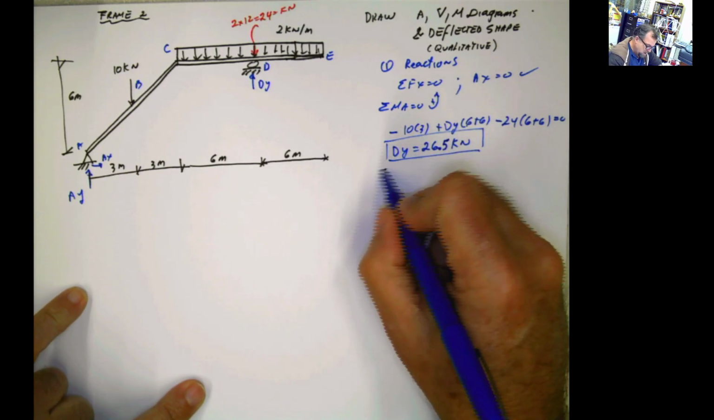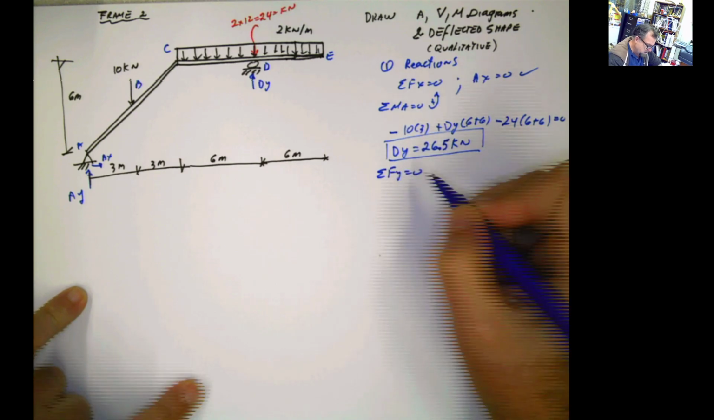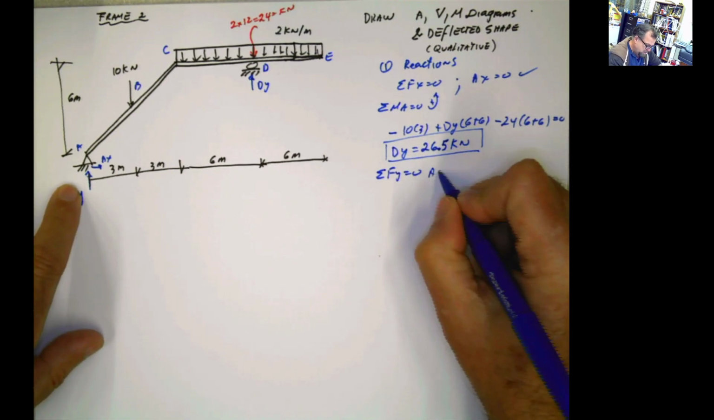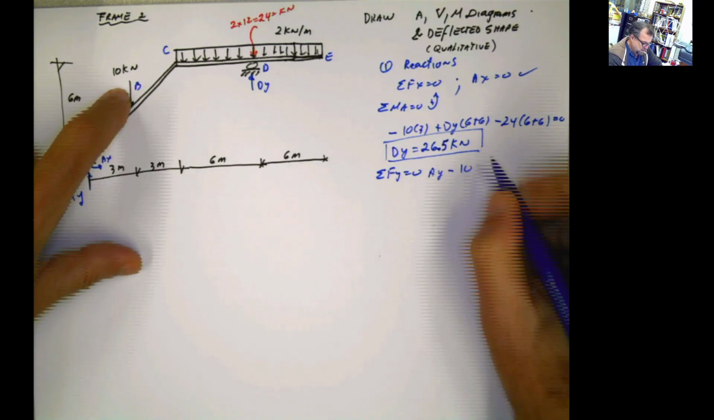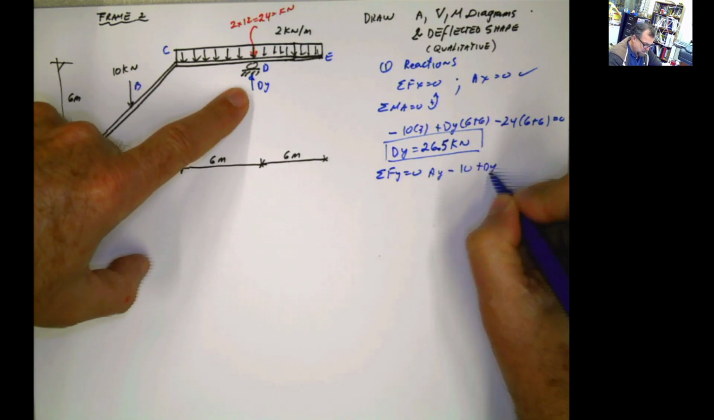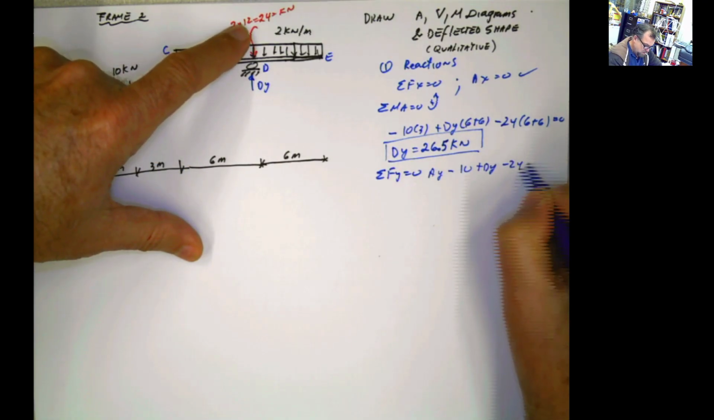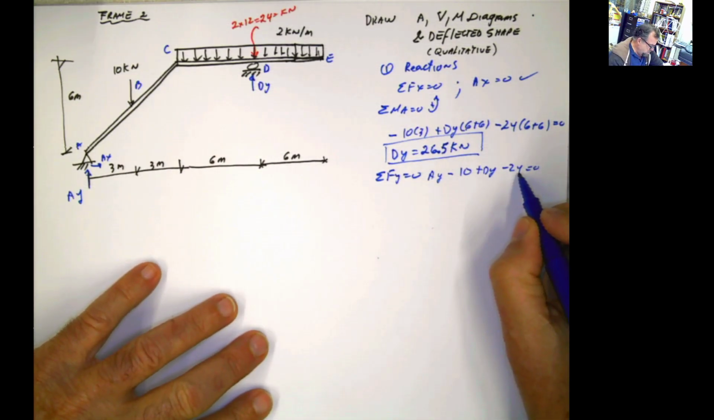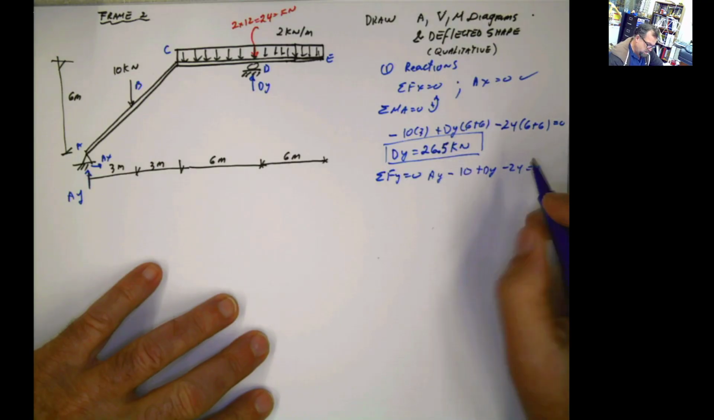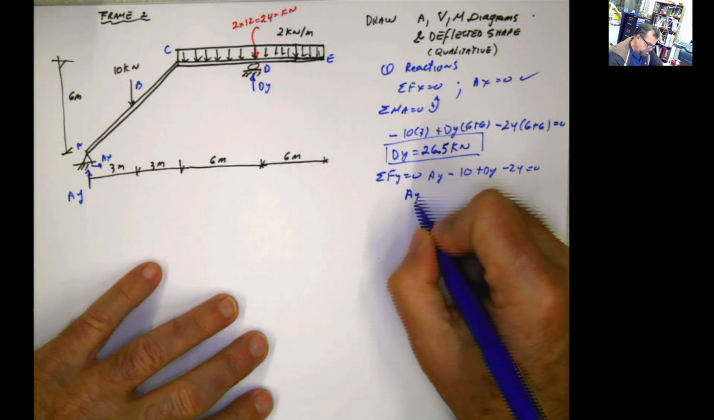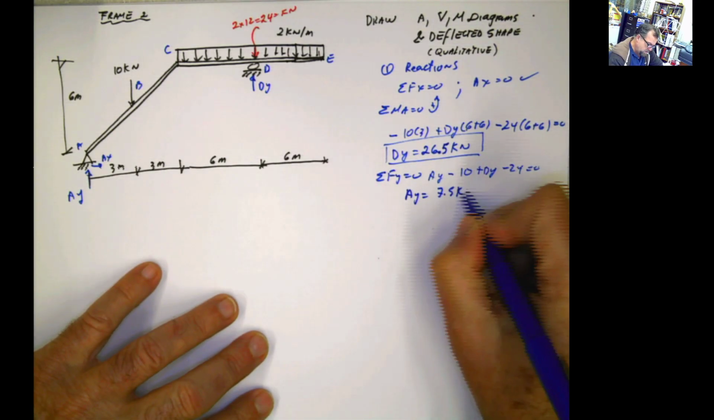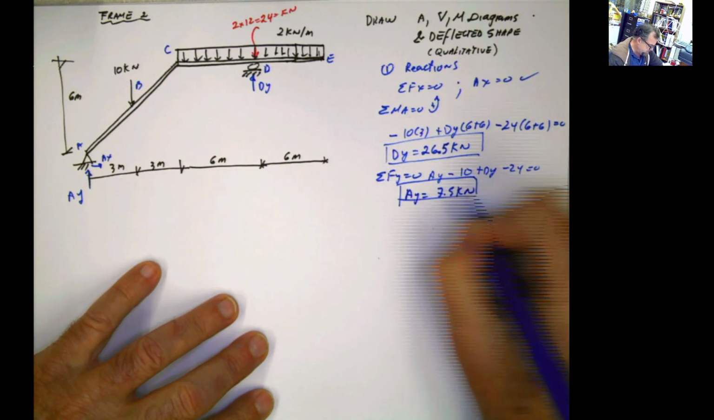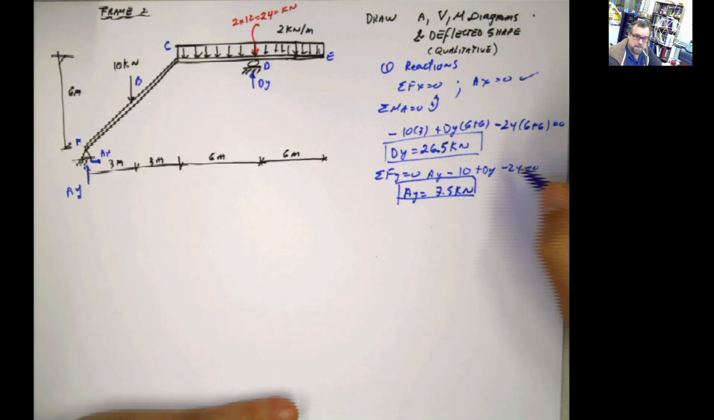Summation of forces in Y equals 0. So AY minus 10 plus DY minus 24 equals 0. 34 minus 26.5, 7.5 kilonewton. There you go. Now what is the next step?